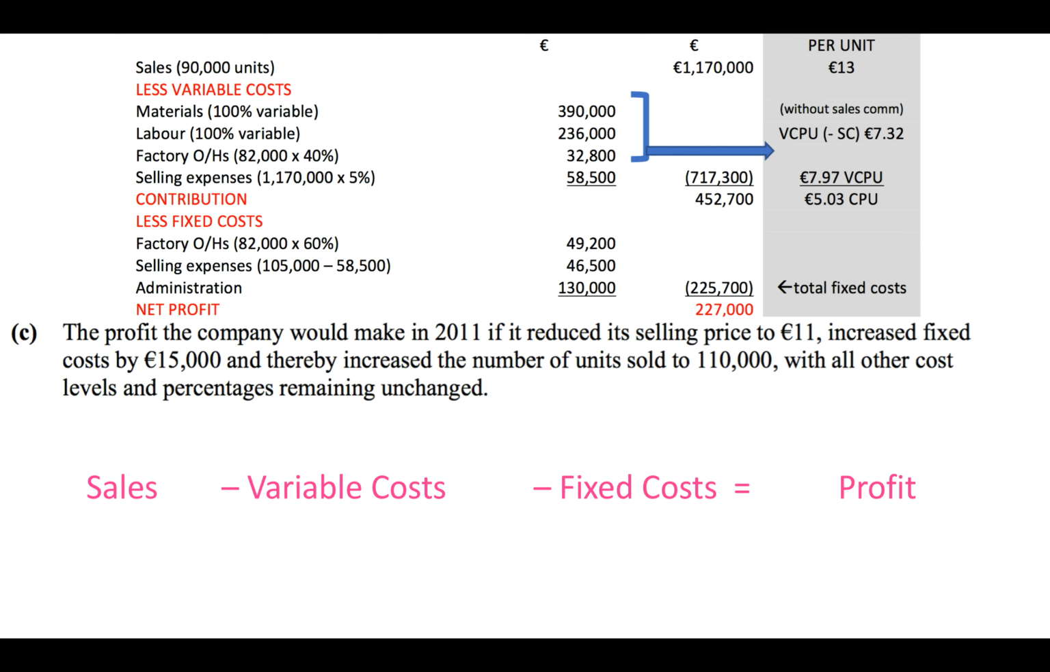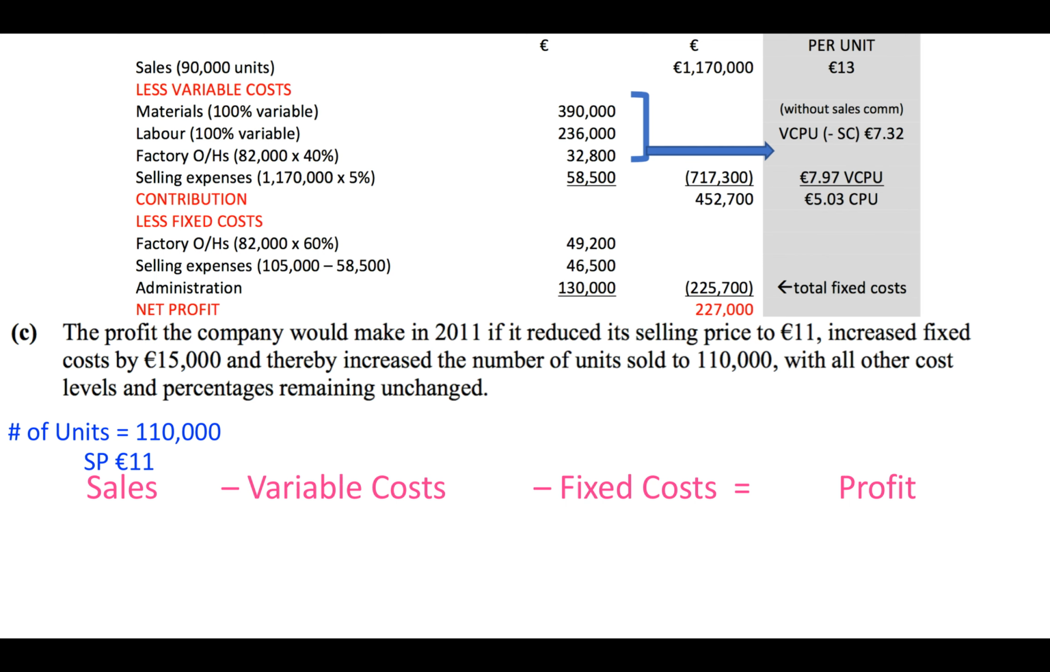So let's think about the sales first then. Has it mentioned anything about sales price or anything like that? So it has. It's going to reduce the selling price to €11. But then that's going to increase the number of units sold to 110,000 instead of the 90,000 that they previously had. So 110,000 is the number of units multiplied by my selling price, which is 11.